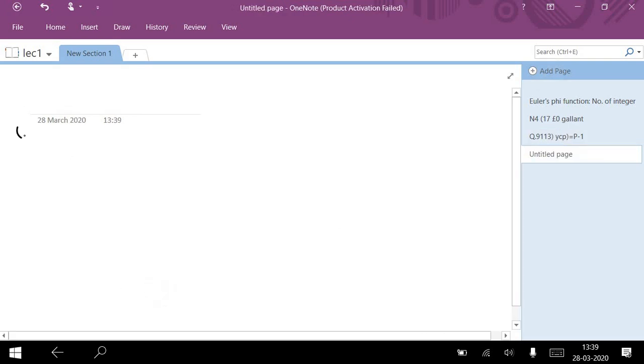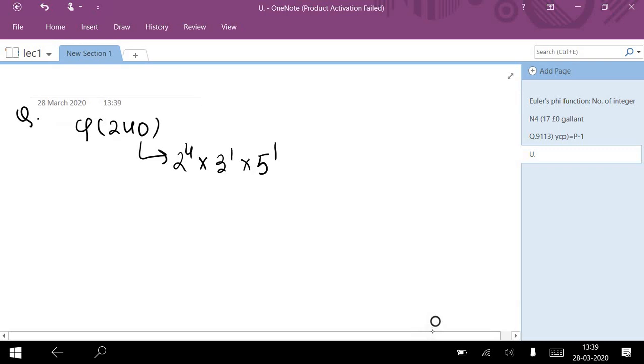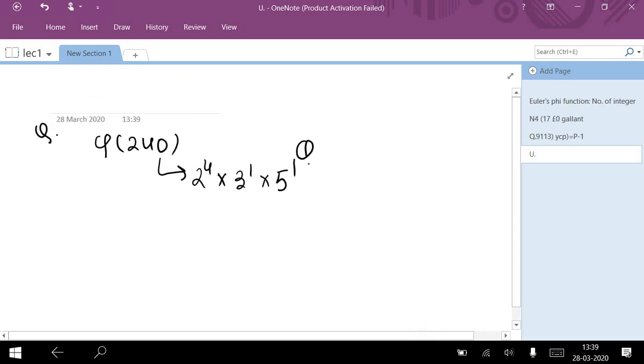Another question is phi of 240. 240 is not a prime number, so we have to find out the factors. What is the factor? The factor is 2 to the power 4, 3 to the power 1 and 5 to the power 1. So again it follows the third equation. What is the third equation? The third equation is phi of p to the power e, where p is the prime number and e is the power. 2 is the prime number and this 4 is the power. 3 is the prime number and 1 is the power.